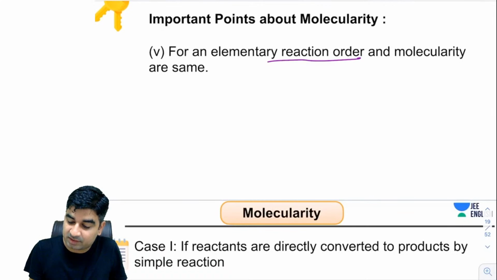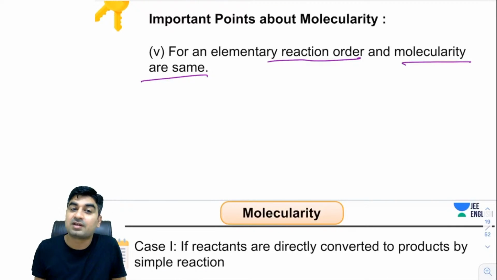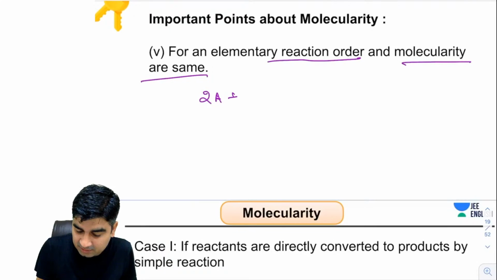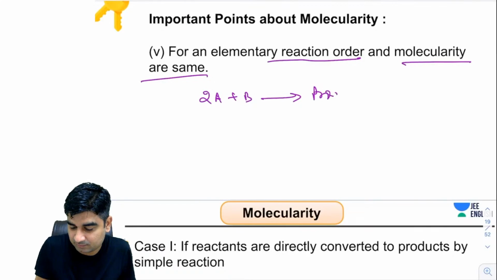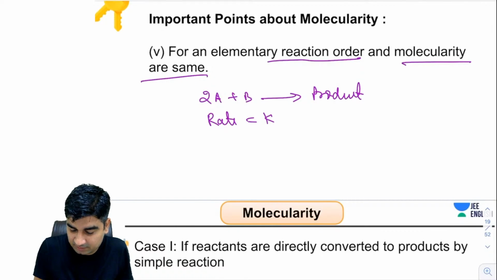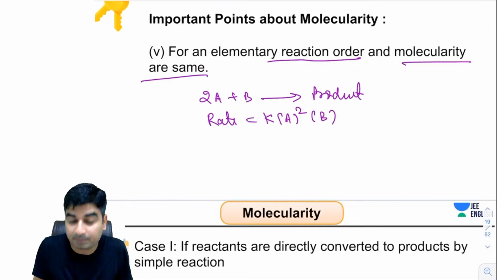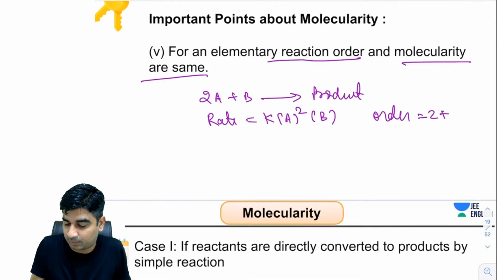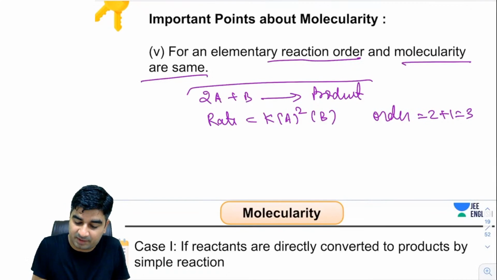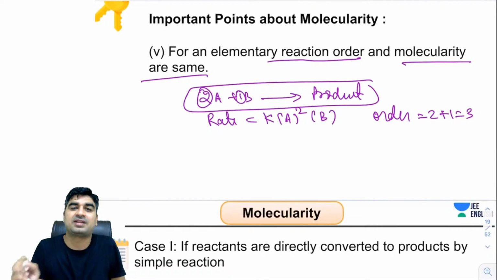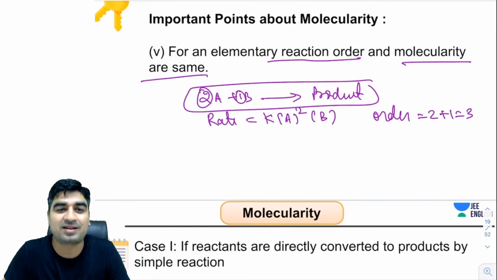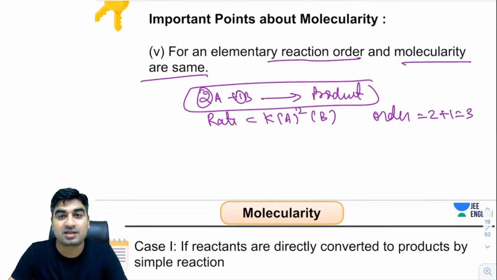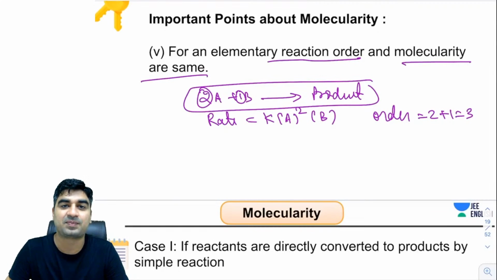For an elementary reaction, order and molecularity are the same. Let's see how. Suppose this is an elementary reaction. How will you write the rate law? You will write rate law as K into A raised to the power 2 into B. So order will be 2 plus 1, that is 3. And if it is elementary, then its molecularity will also be 3. So an elementary reaction will have the same molecularity as well as the same order. I hope you got my point.